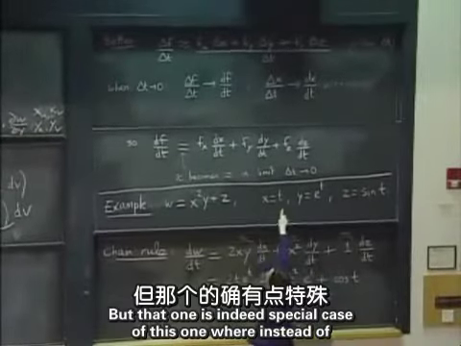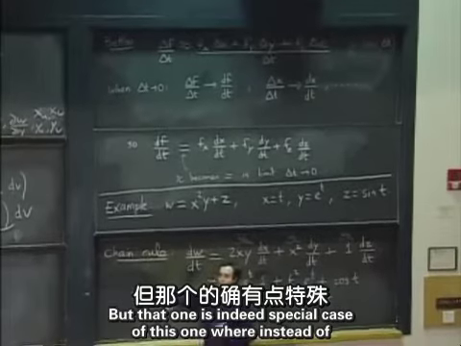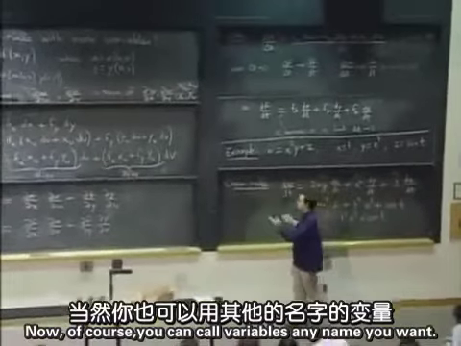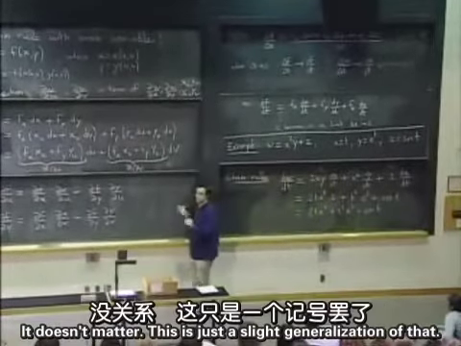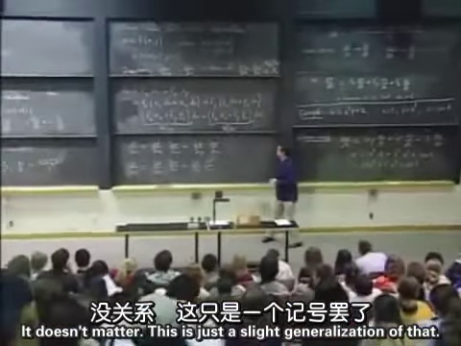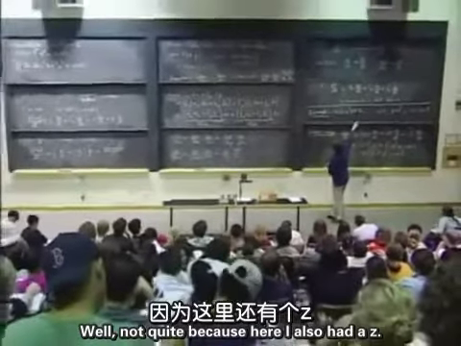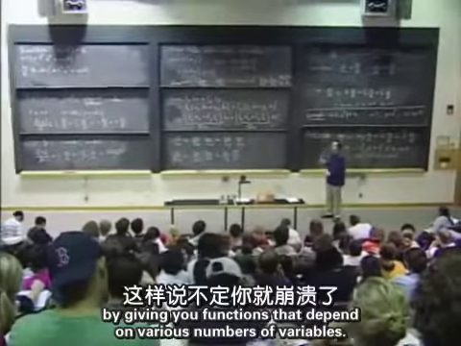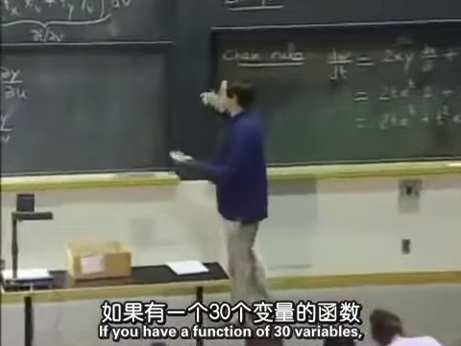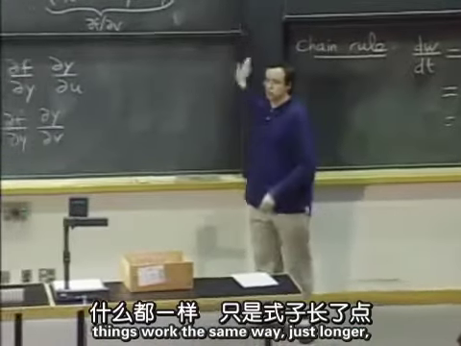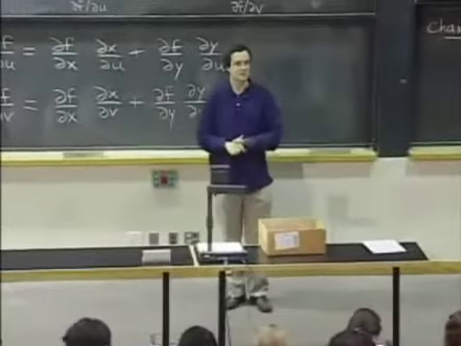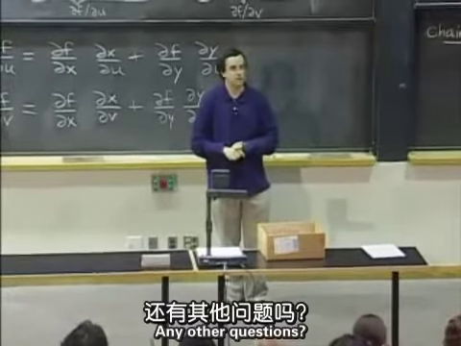Okay, but that one is indeed a special case of this one, where instead of x and y depending on two variables u and v, they depend on a single variable t. Now, of course, you can call your variables any name you want, it doesn't matter. But so this is just a slight generalization of that. Well, not quite, because here I also had a z. See, I'm trying to just confuse you by giving you functions that depend on various numbers of variables. If you have a function of 30 variables, things work the same way, just they're longer, and you're going to run out of letters in the alphabet before the end. Okay. Any other questions?